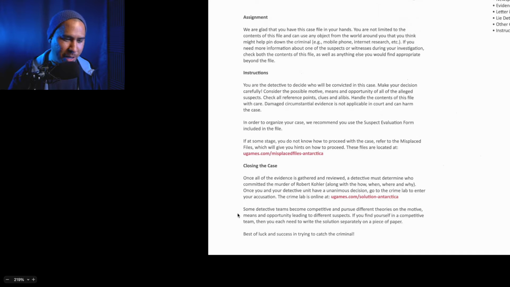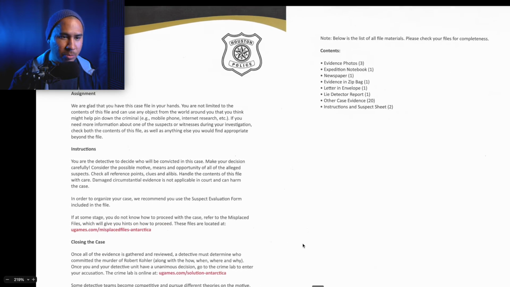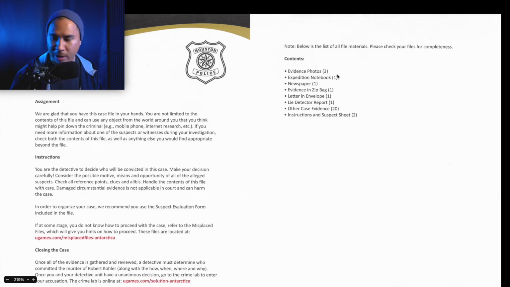If you find yourself in a competitive team, then you each need to write the solution separately on a piece of paper. All right. Best of luck and success in trying to catch the criminal. On this next page was in the back. So we already read through this on the back of the box, and then let's just move on.